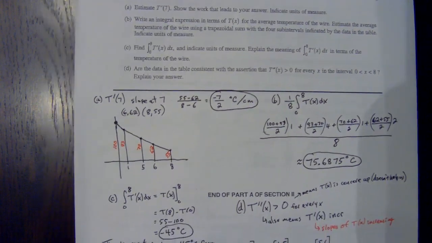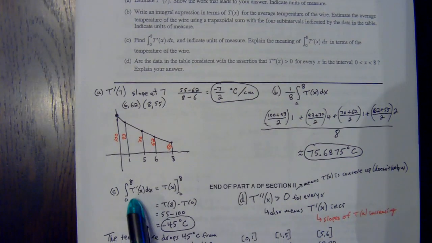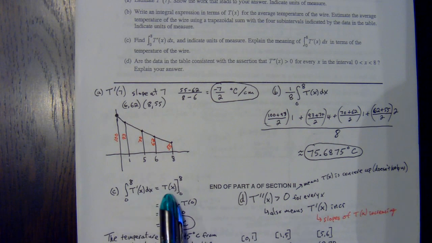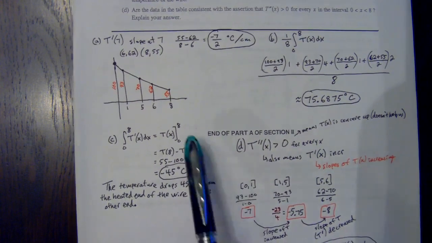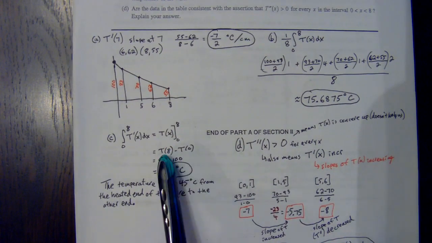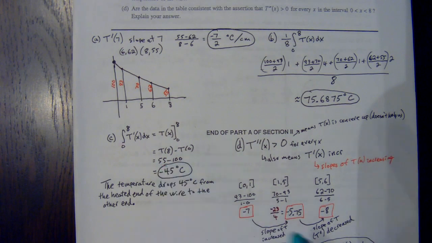All right, letter C I thought was pretty straightforward. When we integrate T prime, that's what they're asking us to do. When you know you're going to get the T of x, we have numbers attached, so we'll apply the fundamental theorem of calculus, and we'll plug in the top number, plug in the bottom number, and that's just T of 8 minus T of 0. They give us those numbers in our chart, 55 minus 100, to get negative 45 degrees Celsius.